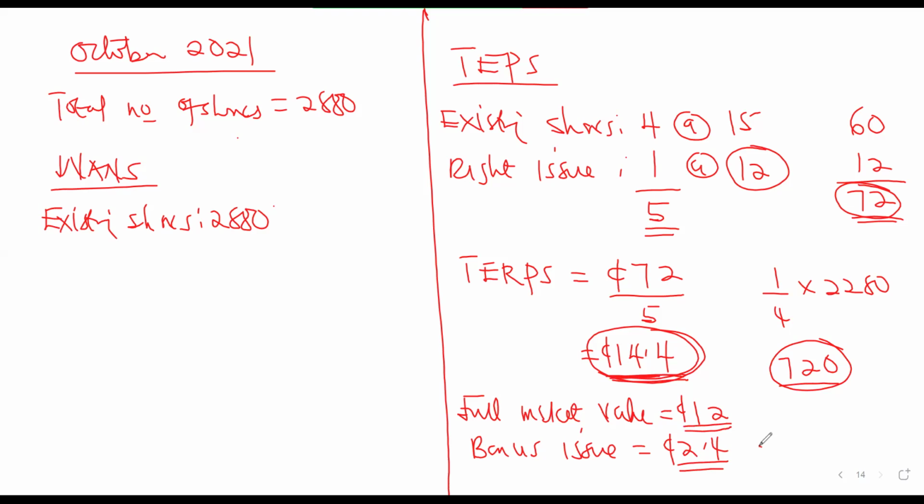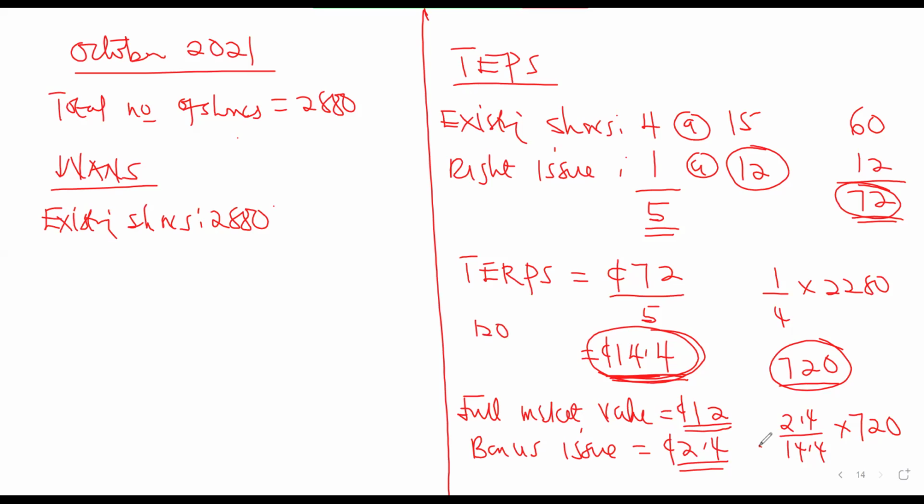So we can share this by saying 2.4 over 14.4 multiplied by 720. That is the bonus element. 12 over 14.4 multiplied by 720 will be the rights issue element. Let's do it like that. 2.4 divided by 14.4 multiplied by 720, I'm getting 120. So the bonus issue is 120.